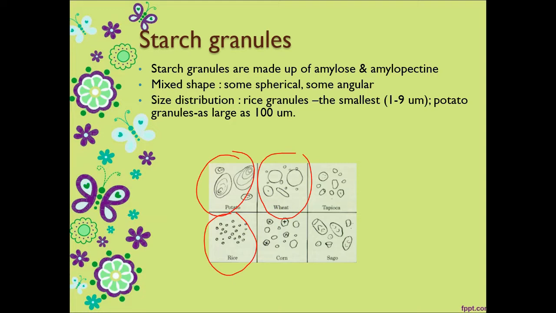In terms of the size of these starch granules, they are in the range of 1 to 9 micrometer for rice, which is the smallest, and can be as large as 100 micrometer for potato. And for maize, it can be small, about 1 to 5 micrometer, and the big size can only go up to 15 to 20 micrometer.